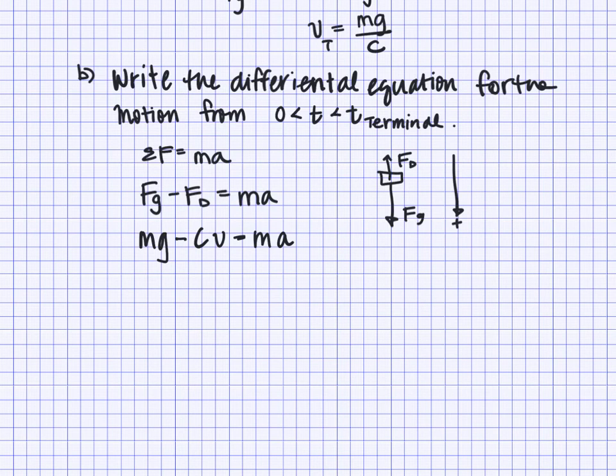Now, mass is a constant, the gravitational field is a constant, C is a constant, V is a variable, mass is constant, and A is a variable. And A and V have a relationship, and that is that our acceleration is dv dt. So if I substitute, mg minus cv is equal to m dv dt, then I have a differential equation. This is my differential equation.